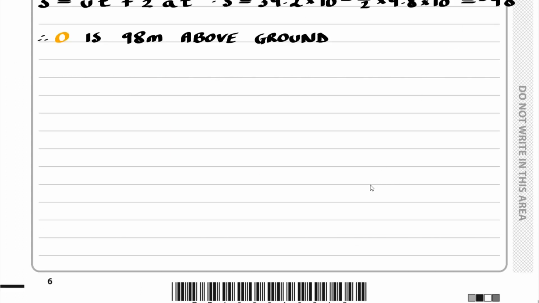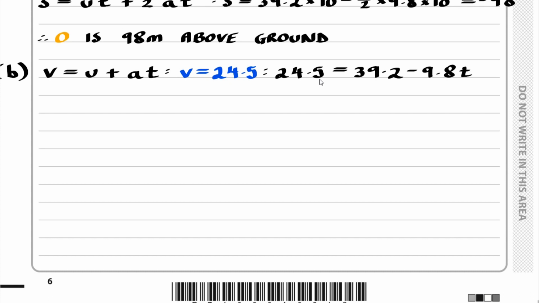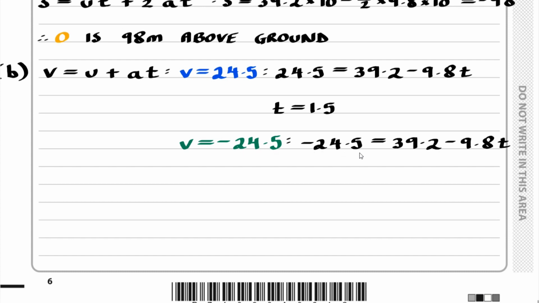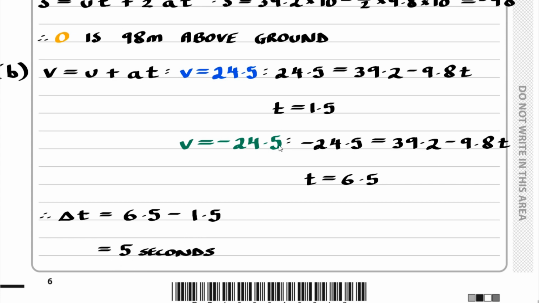So, using v = u + at, if I think about v equals 24.5 to begin with, I've got 24.5 = 39.2 − 9.8t, and if I solve for t, you will find t equals 1.5. And if I think about v equals negative 24.5, I've got −24.5 = 39.2 − 9.8t, which means t is equal to 6.5. So the range of times, delta t, is equal to 6.5 subtract 1.5, so we have 5 seconds.